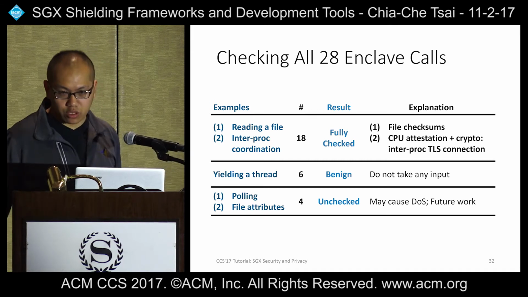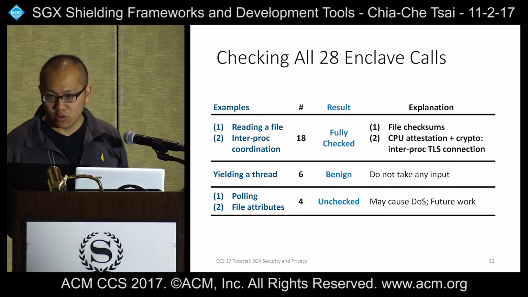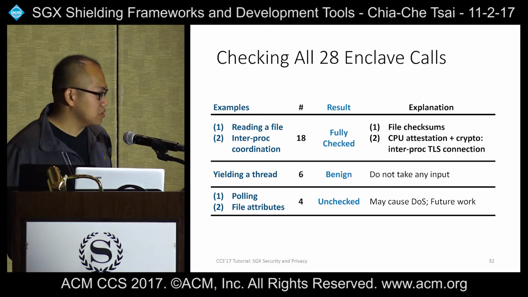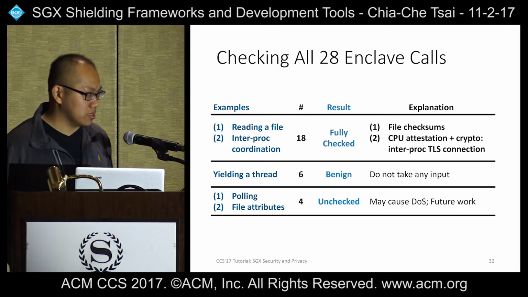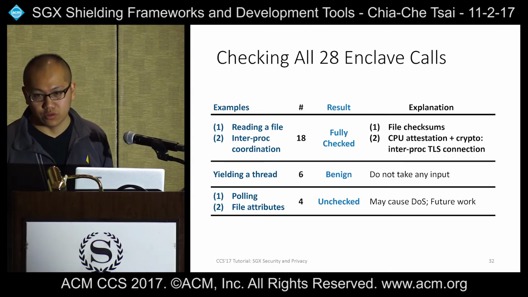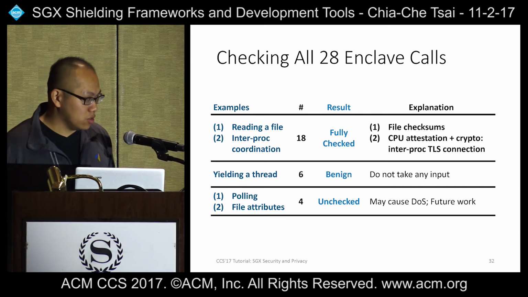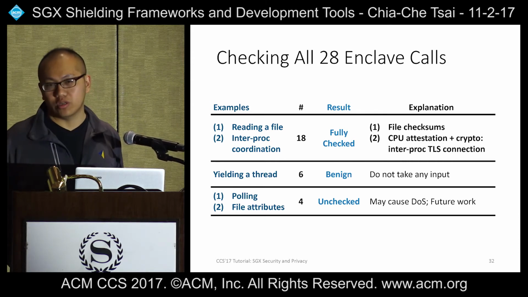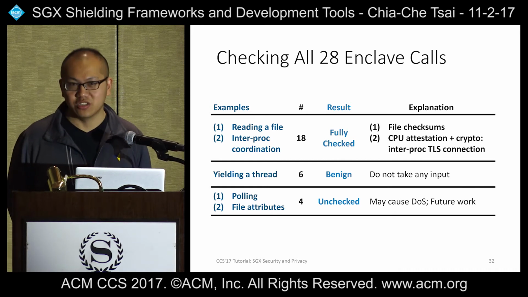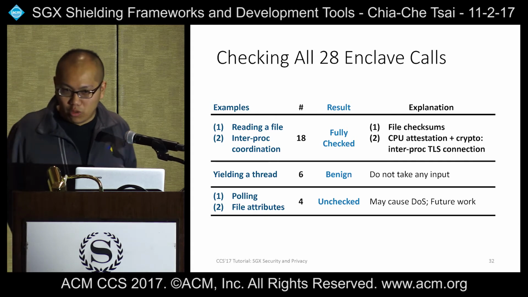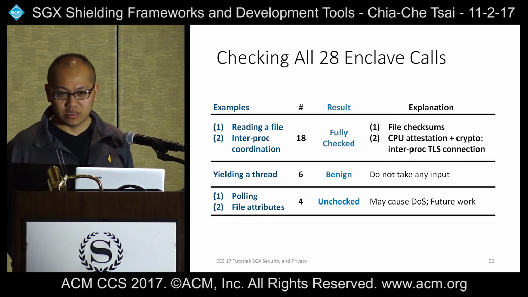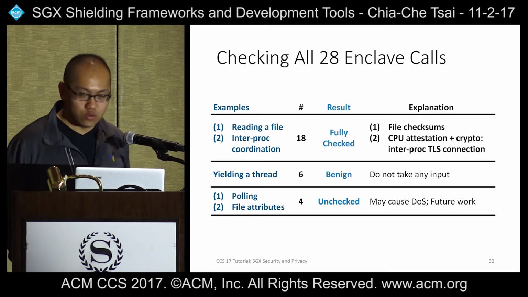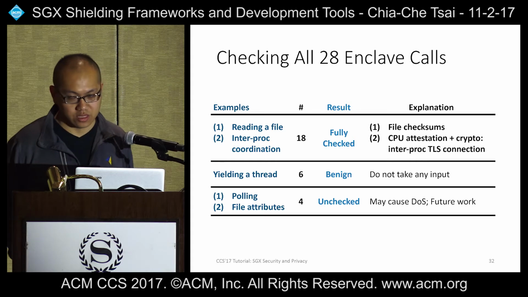This is the overview of all the checks we try to put on all of the calls. There are 18 of them that were fully checked, including reading of files, as we just showed, and also inter-process coordination, as we talked about earlier. We established a TLS connection between processes to do inter-process coordination. And there are also 6 calls that were completely benign. That means there's just no way the operating system could attack you at all because they just don't take any input. For example, if you just try to yield the thread, we don't even care whether the operating system actually yields that thread, because that's something the operating system could do anyway. They can just interrupt your threads anyway, so we don't really consider it an attack at all. There are only 4 of them currently unchecked, which is treated as future work, and the consequence is they might cause some kind of denial of service to your applications.